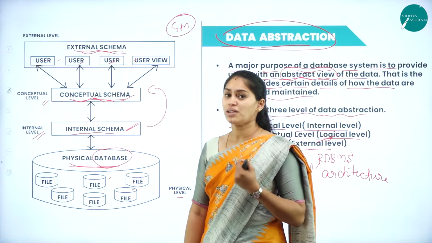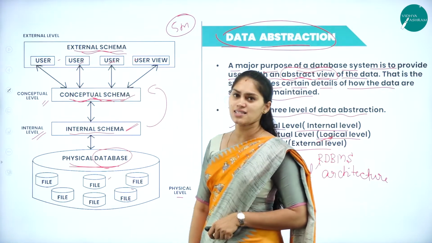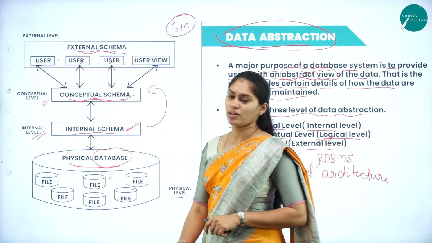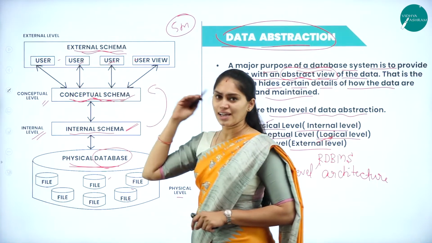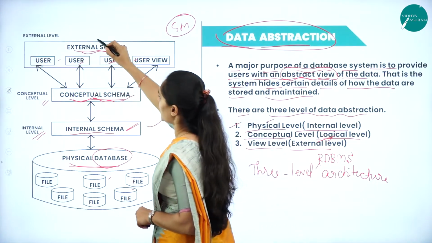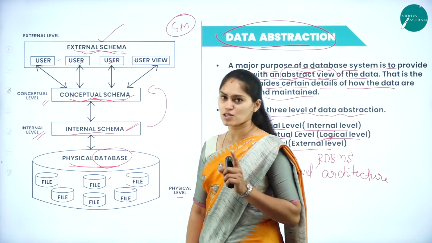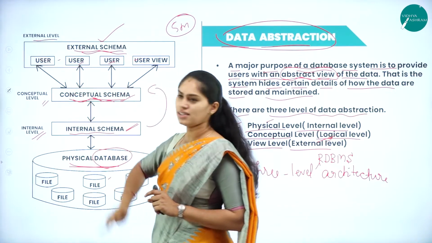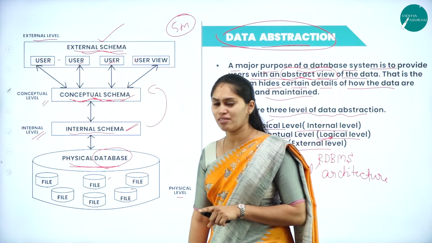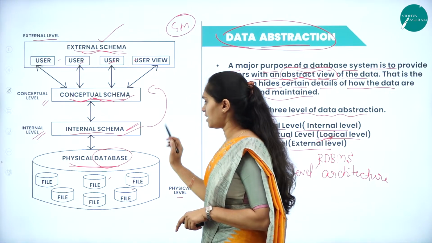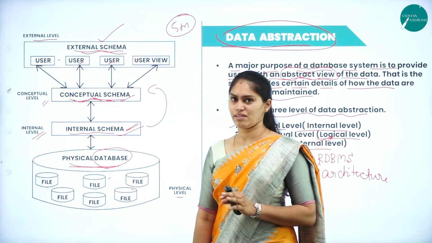We are not going to get much data in the external schema. Remember, it is the most frequently asked question: the highest level of abstraction is the external schema. This is also called the external level. Then which level has the lowest level of schema? That is the internal schema or internal level.